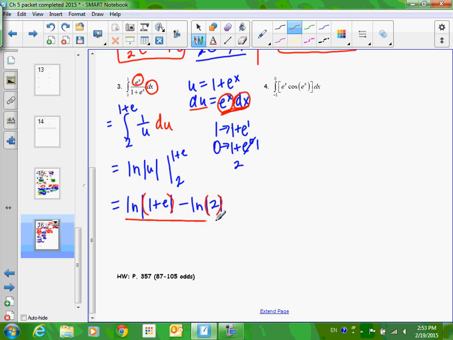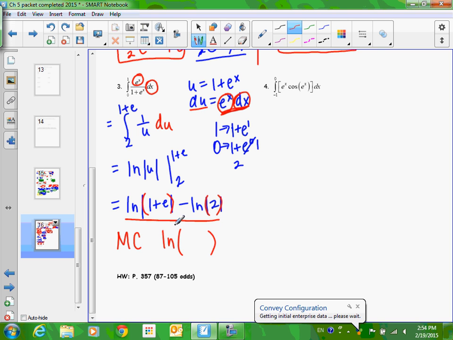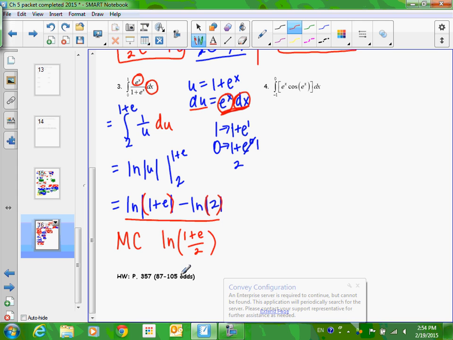Okay, that's great. Probably, though, if this was multiple choice, they would even condense it into a single log. How would you do that? You'd put that as a fraction. Yep, 1 plus e over 2. Okay, but I don't expect you guys to do that on a free response.